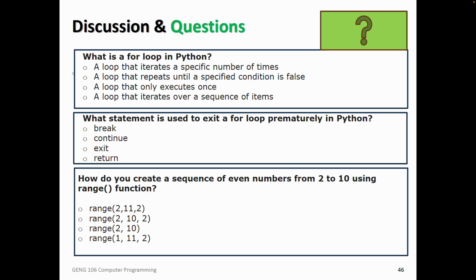Okay, how about the next one? What statement is used to exit a for loop prematurely in Python? Break, the one that we've seen. And how about the last one?